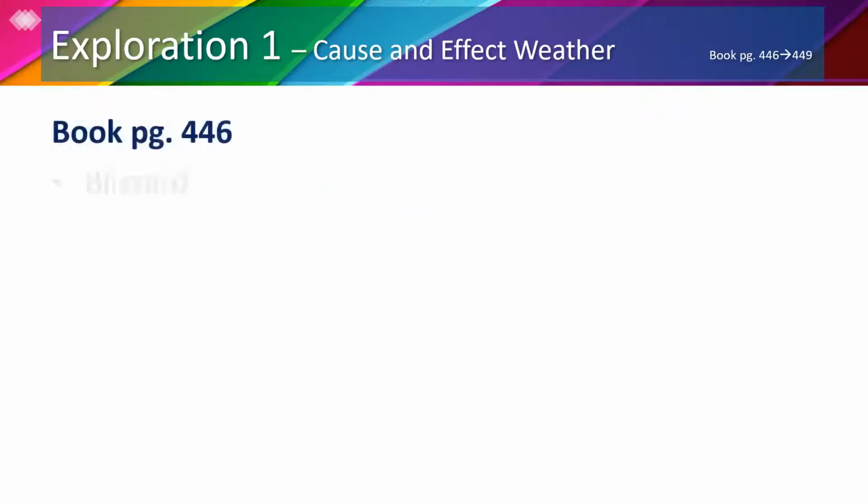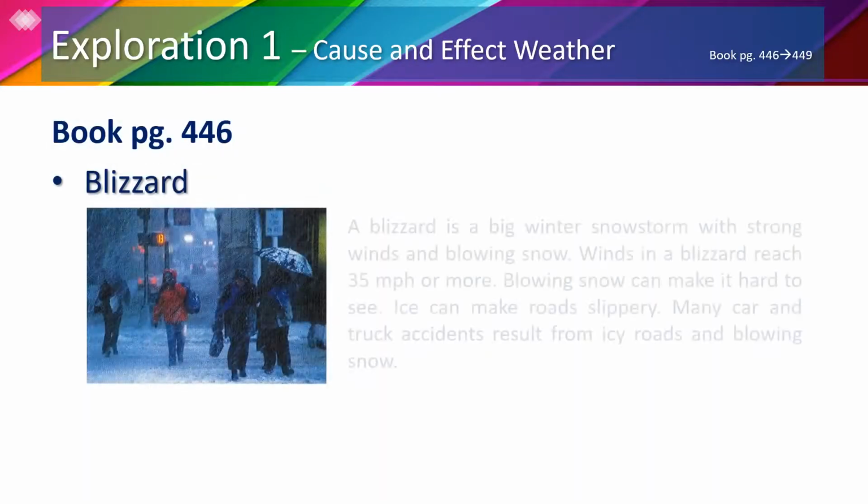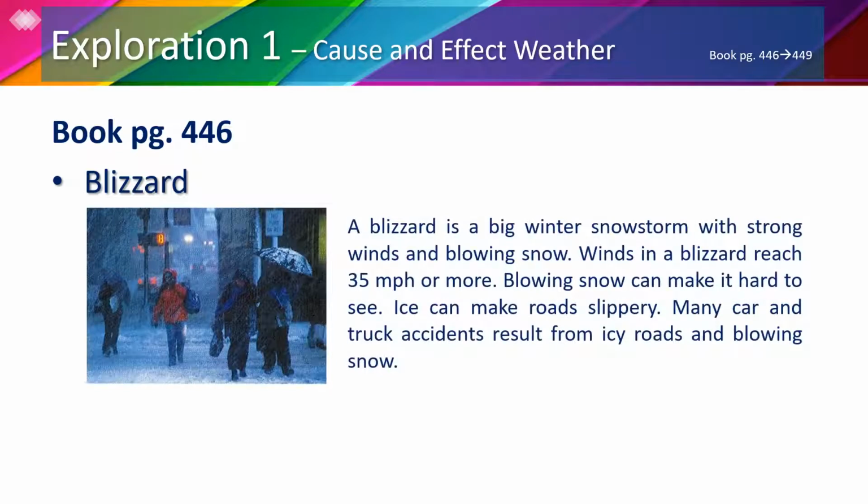And finally, the last picture shows people walking in a blizzard. A blizzard is a big winter snowstorm with strong winds and blowing snow. Winds in a blizzard reach 35 miles per hour or more. Blowing snow can make it hard to see. Ice can make roads slippery. Many car and truck accidents result from icy roads and blowing snow.